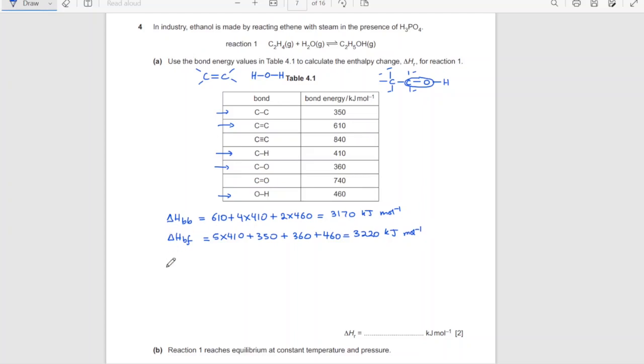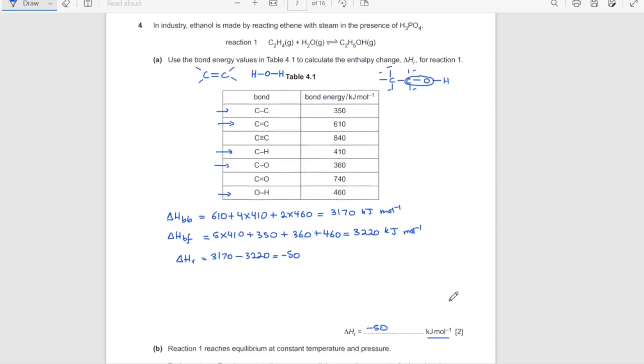So now you know what to do. Delta H for this reaction is just going to be bond breaking energy, that's 3170, minus the bond formation, that's 3220. And that's going to give us minus 50 as the final answer, and that is in kilojoules per mole, obviously.